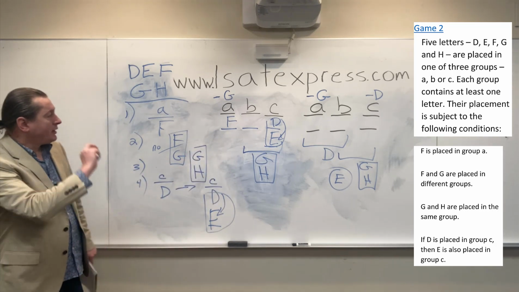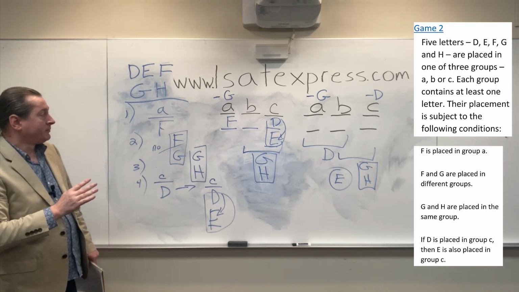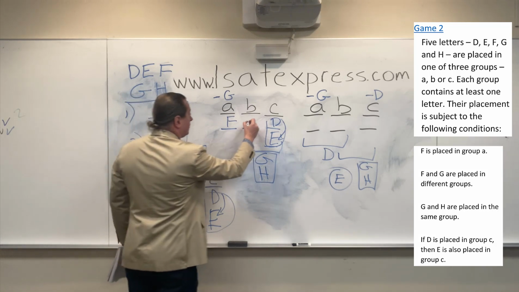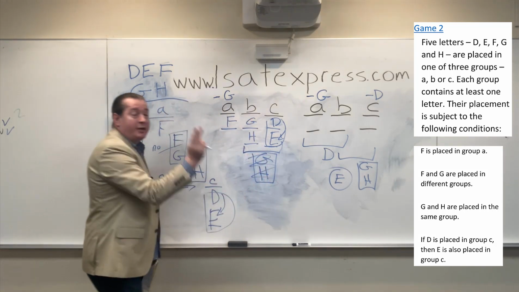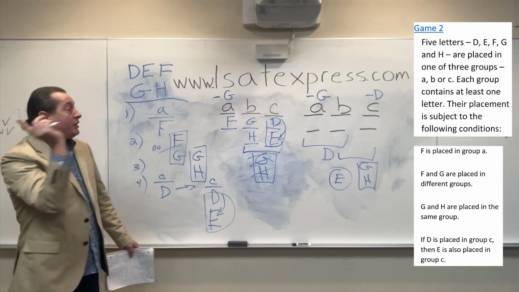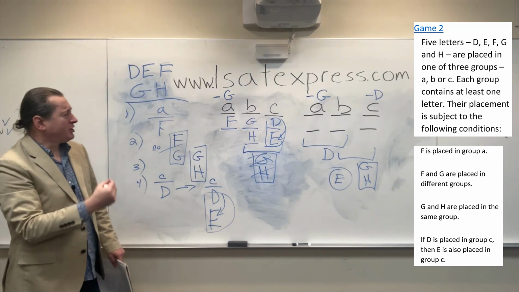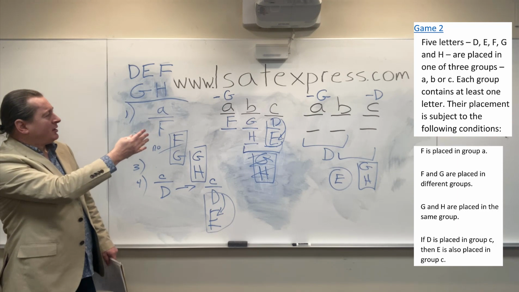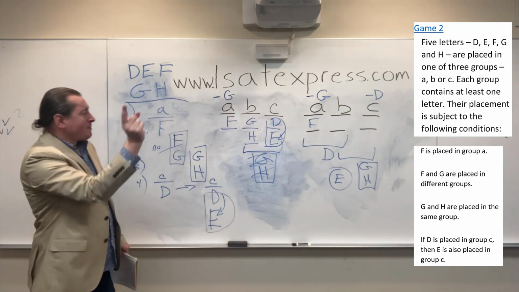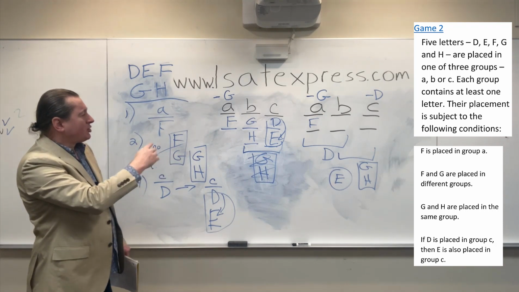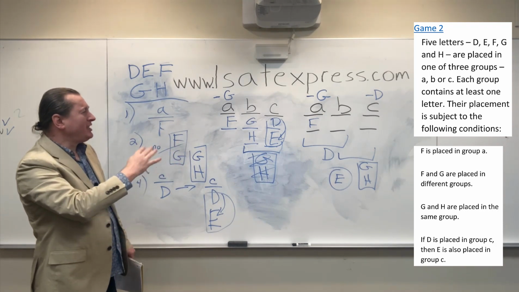Look at Scenario 1. The GH block has to go in Group B. So we'll cross that out. So we now know everything there is to know about Scenario 1. Scenario 2, let's see, anything that must be true? We talked about, and I forgot to put F on there. F is in Group A. But besides that, you know, D, we know where it could go, the GH block where it could go, E where it could go.